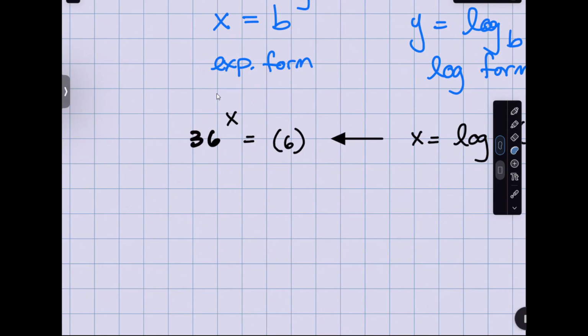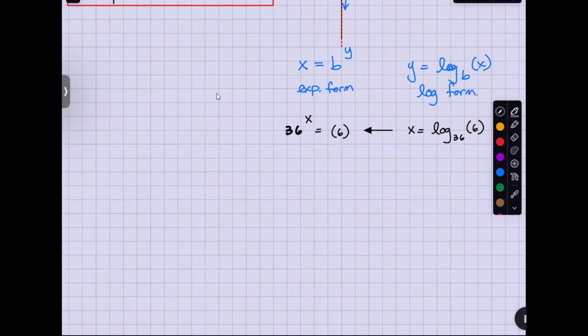Oh, what? Okay, so what do I do to 36 to get 6? I take the square root. So the question is, what is that power if I'm taking the square root? This is the reason why, in the past, I drew this picture here.